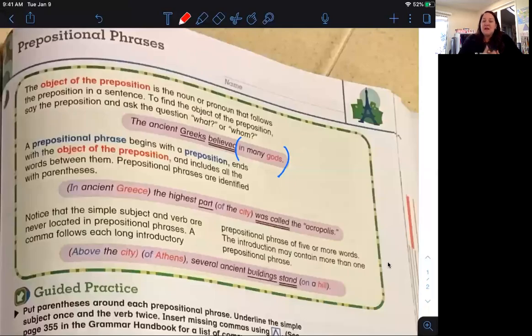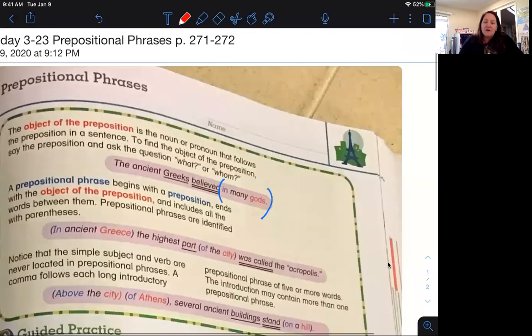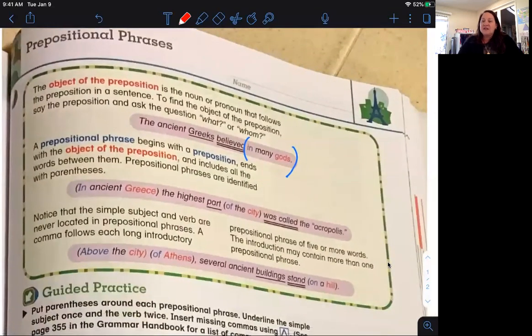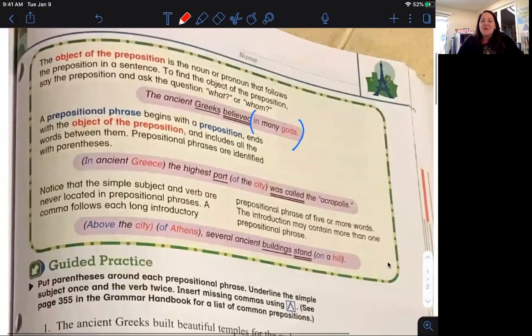Okay. So today we're on page 271 to 272, and we are working on prepositional phrases, which I know you guys are very, very, very good at. So let's go ahead and get started. The object of the preposition is the noun or pronoun that follows the preposition in a sentence. To find the object of the preposition, or we call them OPs, say the preposition and ask the question, what or whom?